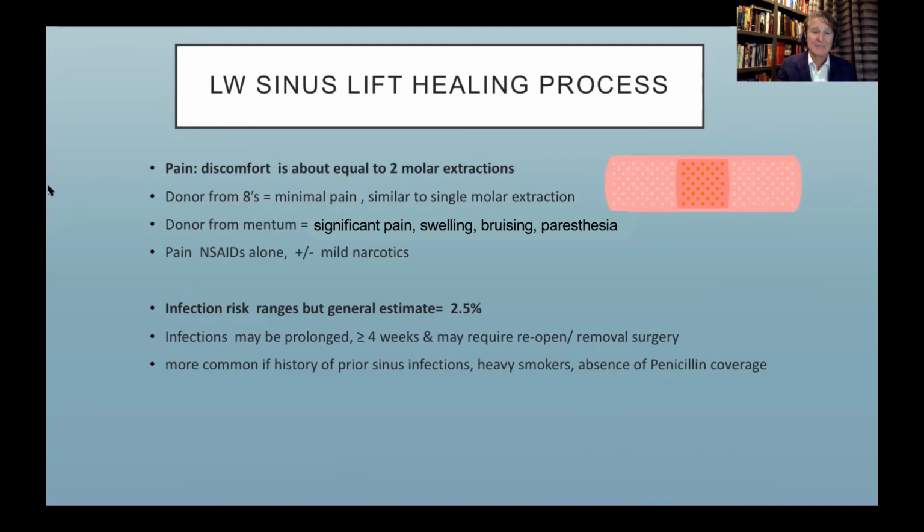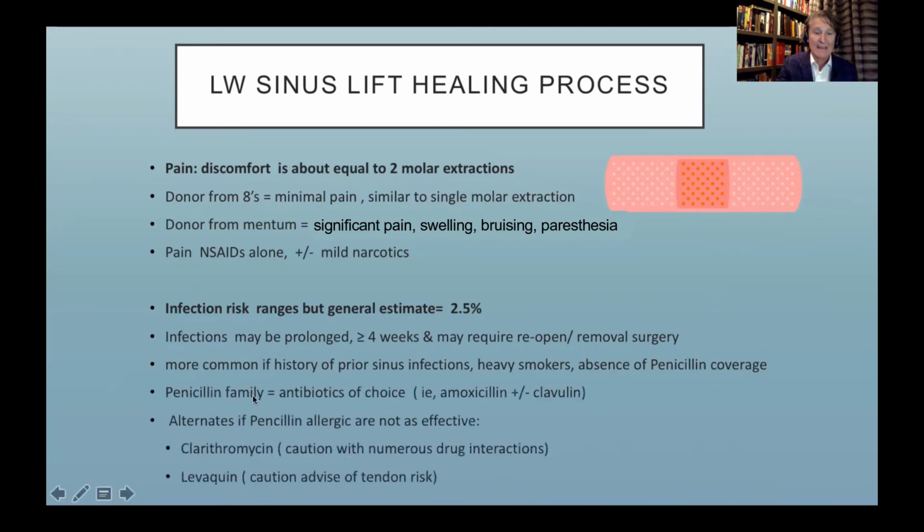Again, these infections are much more common if you have a history of sinus infection, if you're a heavy smoker, or if we don't have access to penicillin as our standard routine coverage. And why is that? That's because that is the treatment of choice for sinus infections, and we're preventing them. Alternates do not work as well.